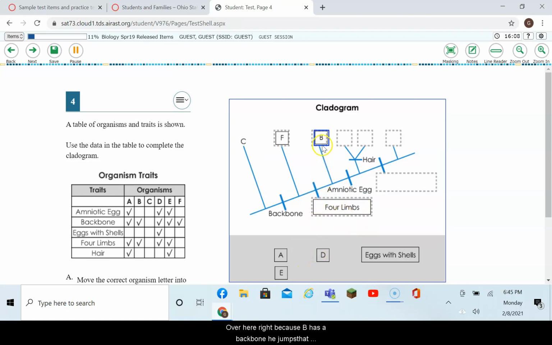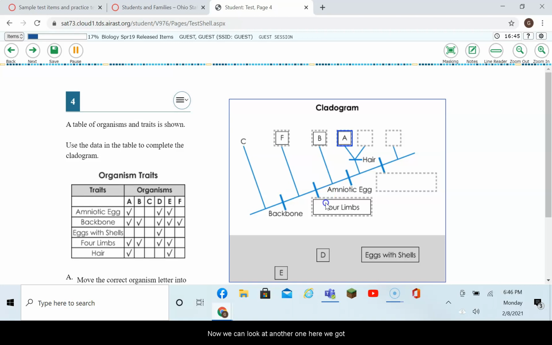B over here, right? Because B has a backbone, he can jump that, and he can have the 4 limbs, he can jump that. Now we need somebody to jump the backbone, the 4 limbs, and the amniotic egg. So let's see what we have here. We have A, can do the backbone, A can do the 4 limbs, A can do the amniotic egg, and A can do hair. So we can put A up here, right?